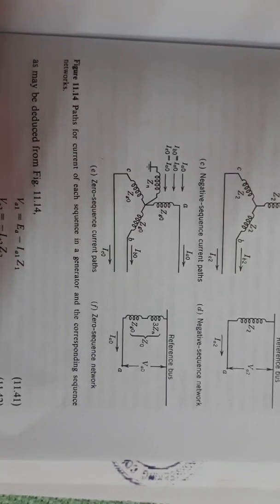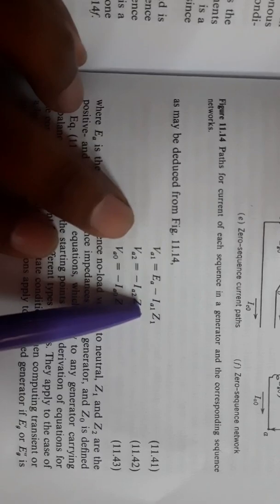Now in this, all three are there. Now I have to find the voltages VA1, VA2 and VA0. So the voltage of this one, VA1, is EA minus IA1 Z1. We use KVL, sorry, we have to use KVL. When we use KVL, we find that VA1 is equal to EA minus IA1 Z1.